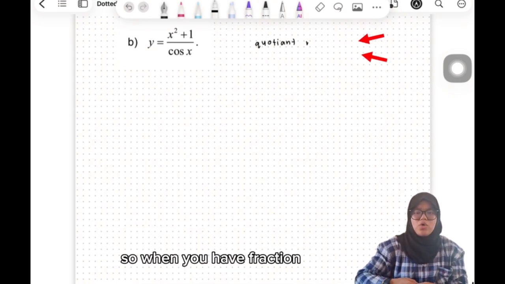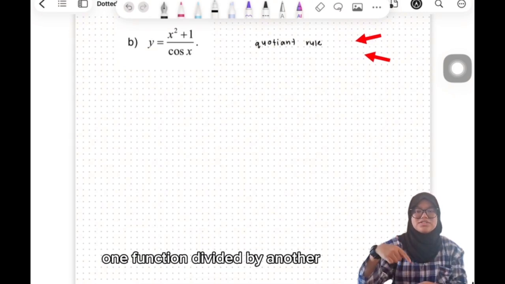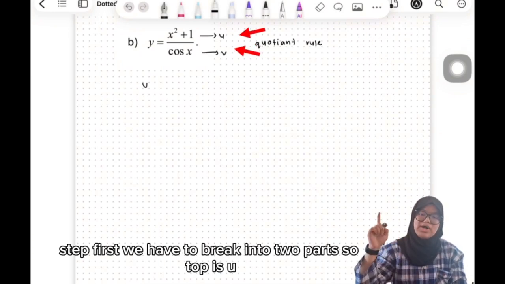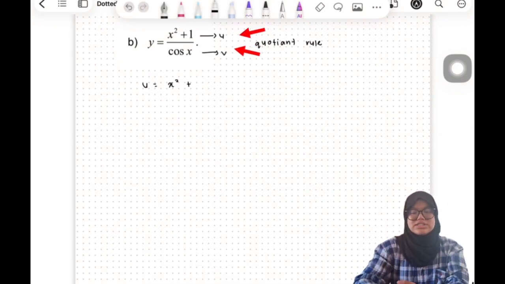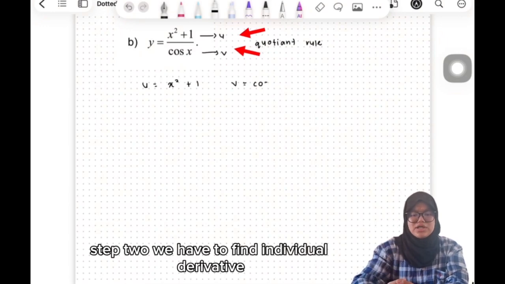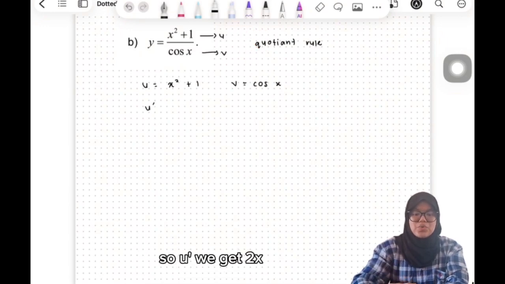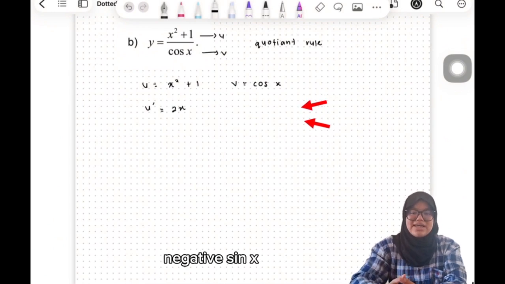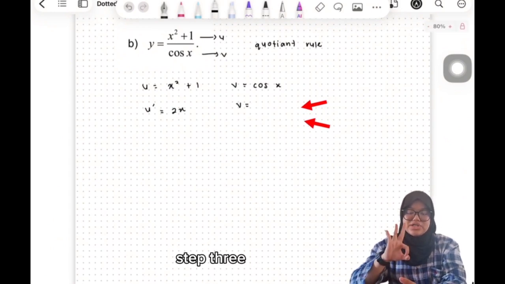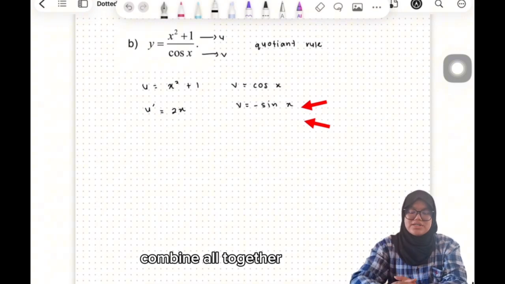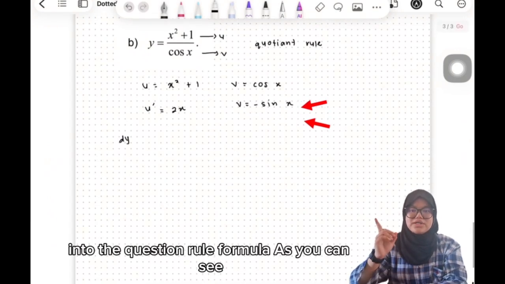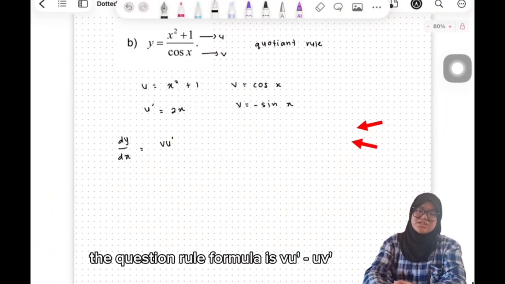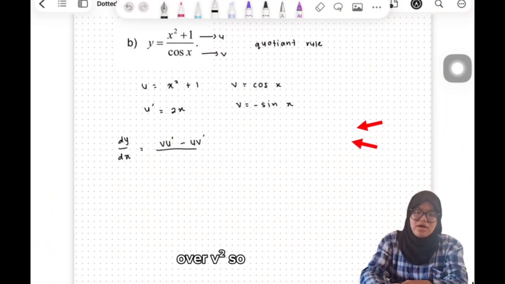So for part B, we have to find the derivative of this equation. We have a fraction, one function divided by another, so we use the quotient rule. Step one, we break into two parts: the top is u and the bottom is v. Step 2, we find the individual derivatives. So u prime we get 2x, and v prime we get negative sine x. Step 3, combine all together into the quotient rule formula. As you can see, the quotient rule formula is vu prime minus uv prime over v squared.